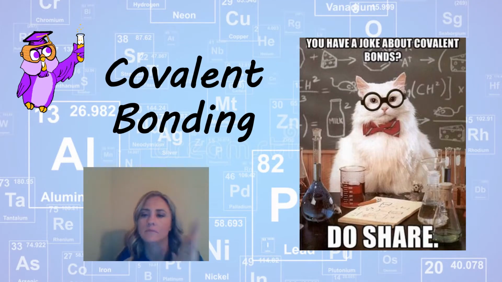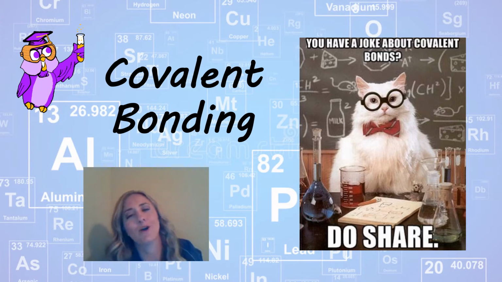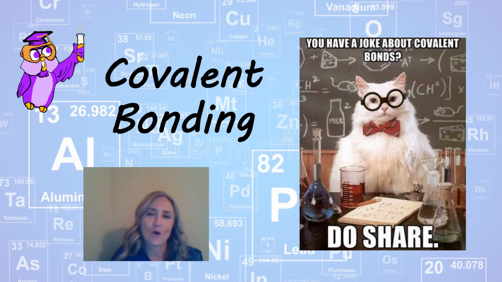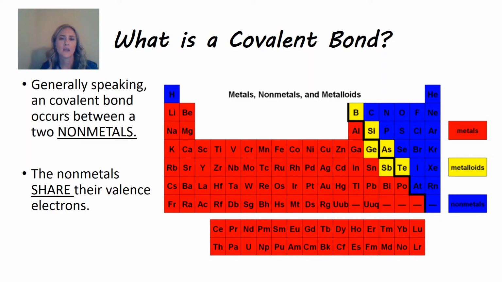All right, next up, covalent bonding. Covalent bonding is all about the sharing of valence electrons. So here we go. Similar to the ionic bond, we're going to speak kind of generally here at the beginning. Covalent bonds occur between nonmetals.